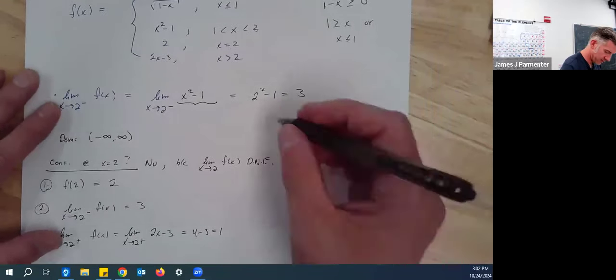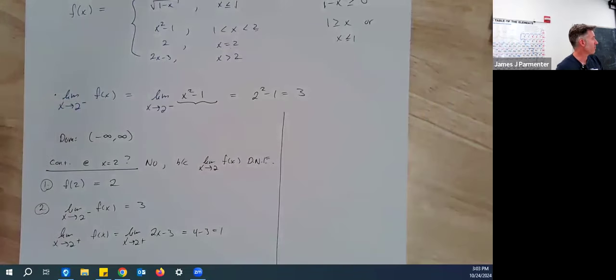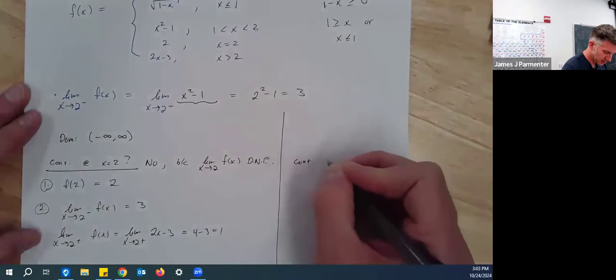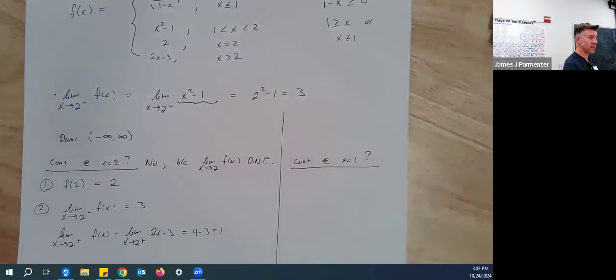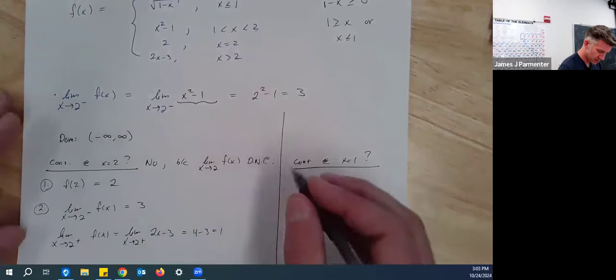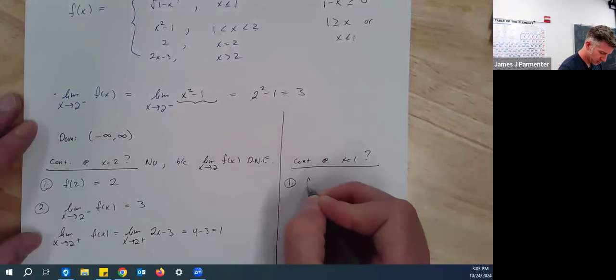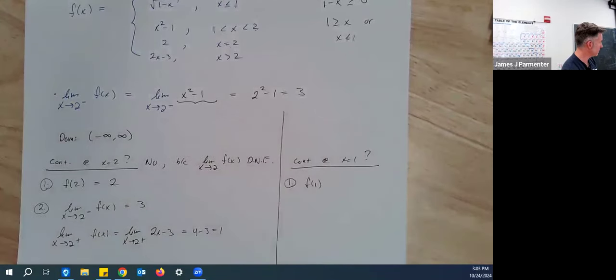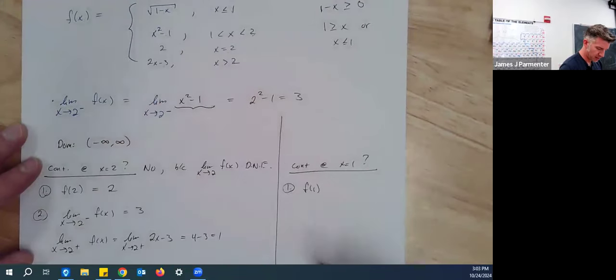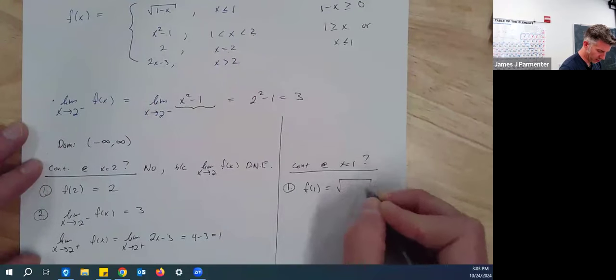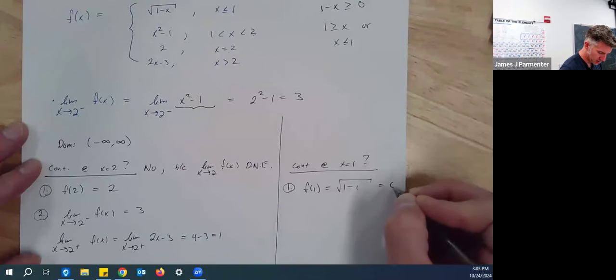Let's look at the other value where things might be weird. Is it continuous at x equal to 1? So we do the same thing. First we plug in 1. I'm plugging in 1 to which piece? To the top piece, because that's where x is equal to 1. So f of 1 is the square root of 1 minus 1, which is 0.